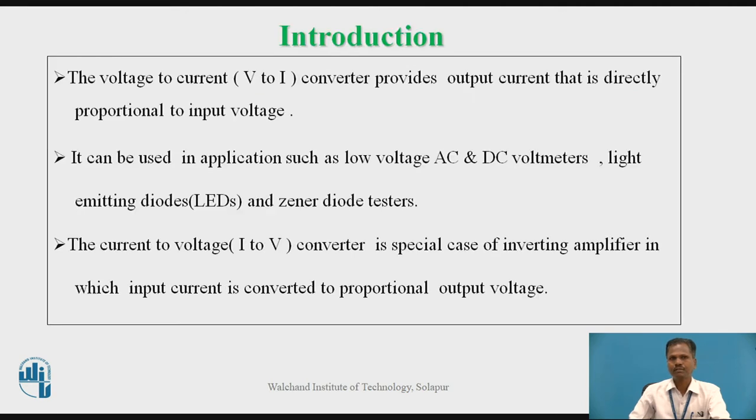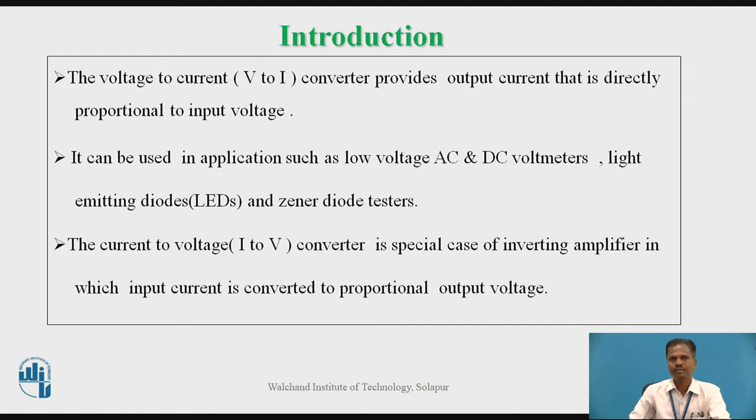The voltage to current converter provides output current that is directly proportional to input voltage. Input voltage is converted into proportional output current. So, a V to I converter can be used in applications such as low AC and DC voltmeters to convert voltage into current, and light emitting diode, that is LED, testers and Zener diode testers. To find matching light emitting diodes of equal brightness, this V to I converter can be used.